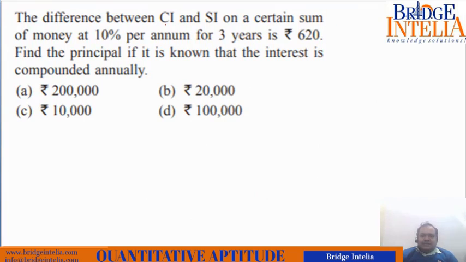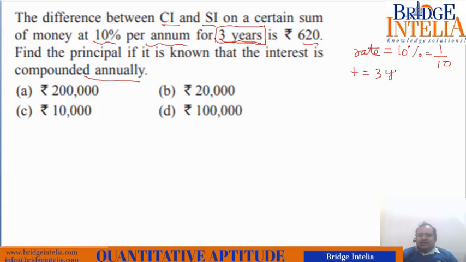The difference between CI and SI on a certain sum of money at 10% per annum for 3 years is equal to this much. Find the principal if it is known that the interest is compounded annually. Again, we have to take the fractional approach. It would be better. For 3 years, rate is 10%, that is equal to 1/10 of anything. The total time period that we have to take care of is 3 years.